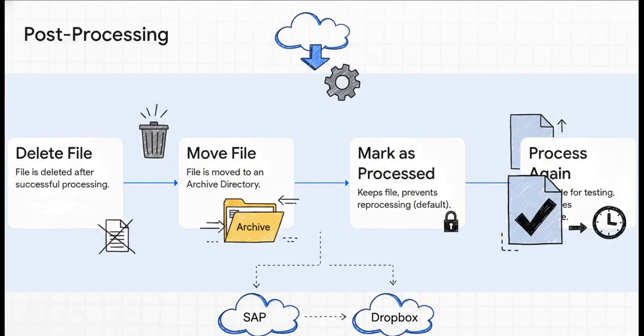You've got options. You can just delete the file. You can move it to a different archive folder. Or, and this is the default, you can leave it right where it is, but have the adapter mark it as processed, so it gets ignored from now on. You can even tell it to keep the file for the next time, which is super handy for testing.